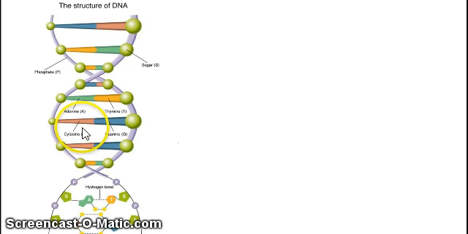Up here is a simplified version of the DNA double helix. This is slightly more technical down here. It shows you that these two strands are actually held together by hydrogen bonds between these bases, these A's, C's, T's, and G's. And these bases are connected on the outside by sugars and phosphates. This here is one nucleotide made of a phosphate, a sugar, and a base, connected to another nucleotide on the other strand.